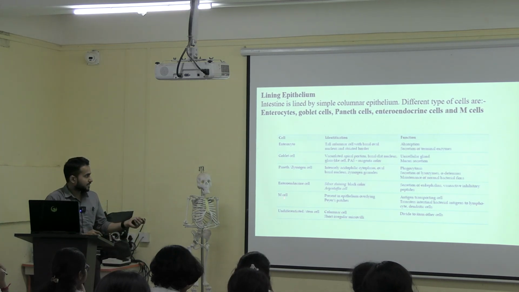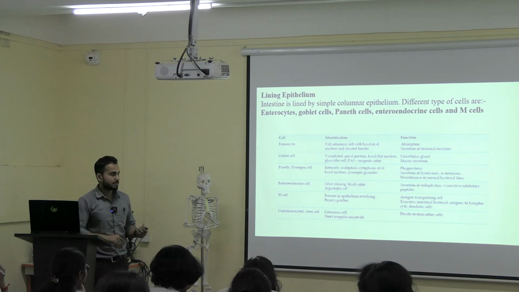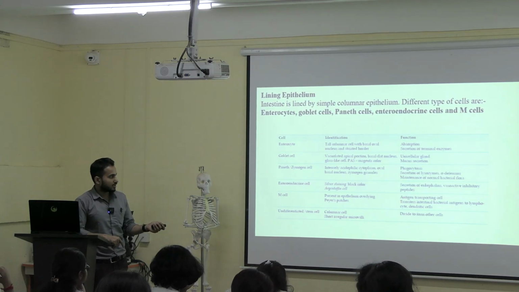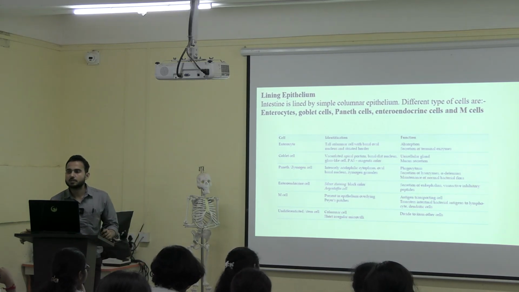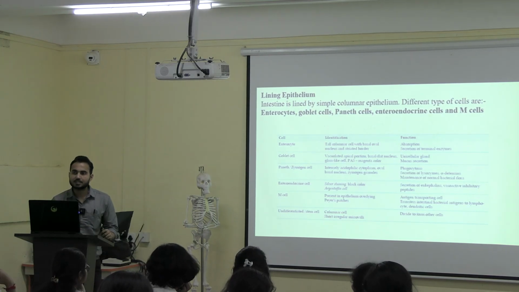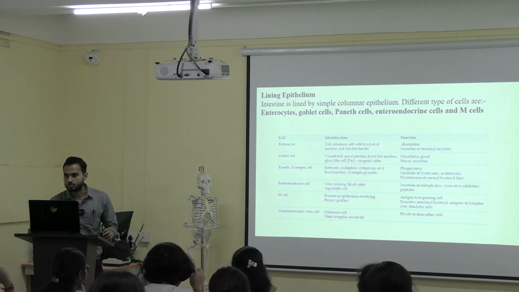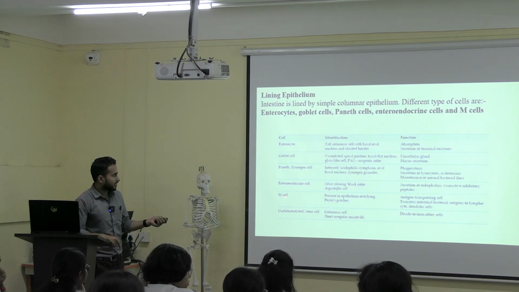Next, another special type of cell is called the M cell. It is present in the epithelium overlying the Peyer's patches. These are antigen transporting cells. They transfer the bacteria or the antigen to the lymphocytes. After that, specific antibodies will be produced against them. So these cells transfer the antigen in front of the lymphocytes so that the antibody can be produced. These are some important functions of the M cell.